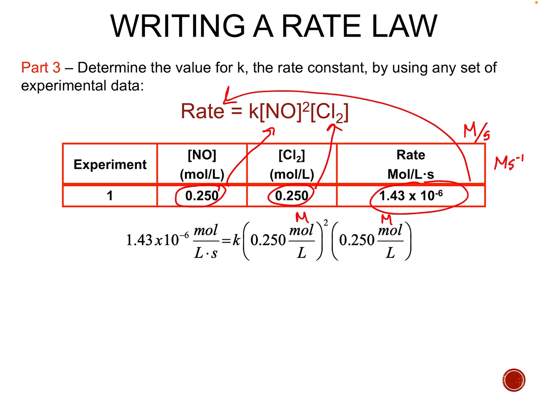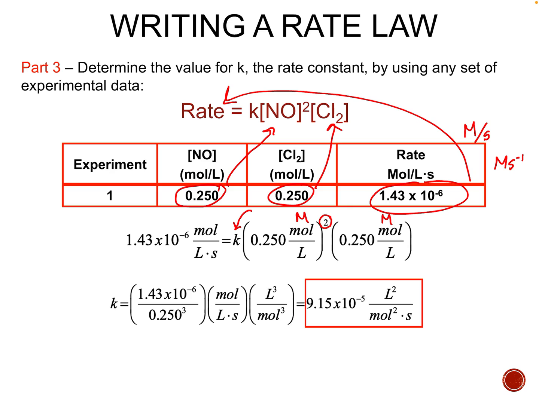And when you do this math, this square will also square the units. So this will end up being moles squared over liters squared, or even just molarity squared. But you need to keep track of your units. The units for K are always changing, and they're based on the overall order of the reaction. So you need to keep an eye on your units so you can figure out the proper units for K.